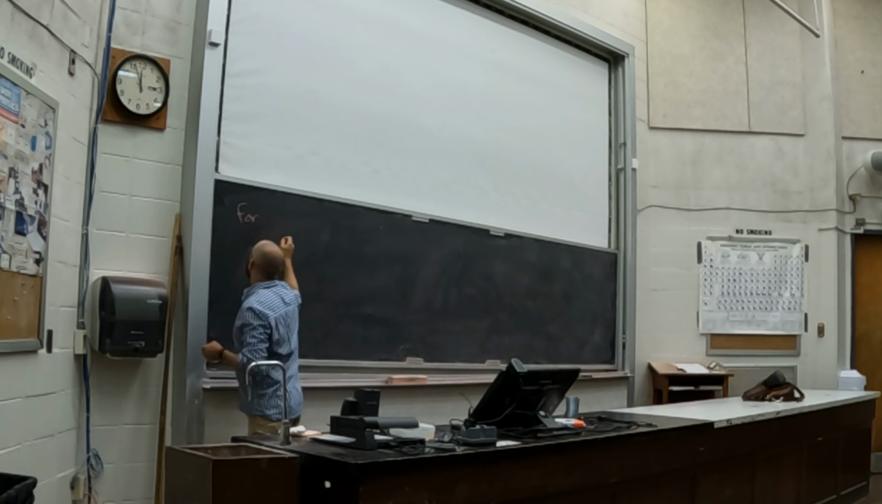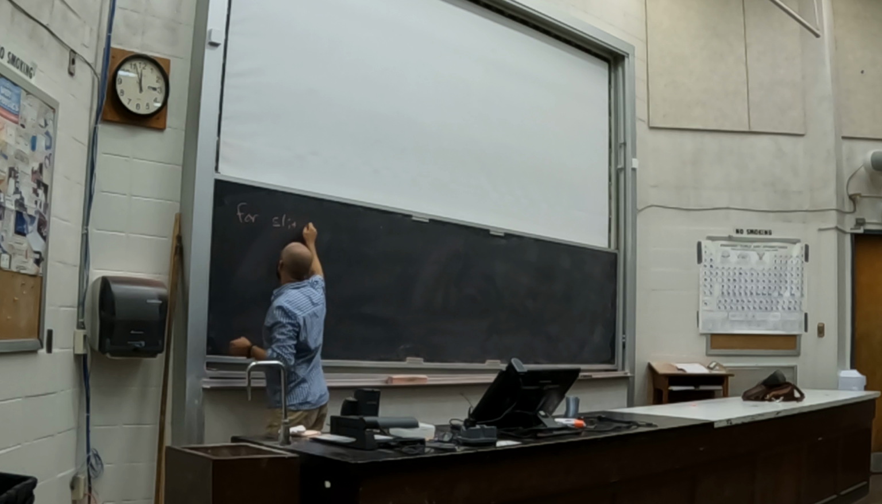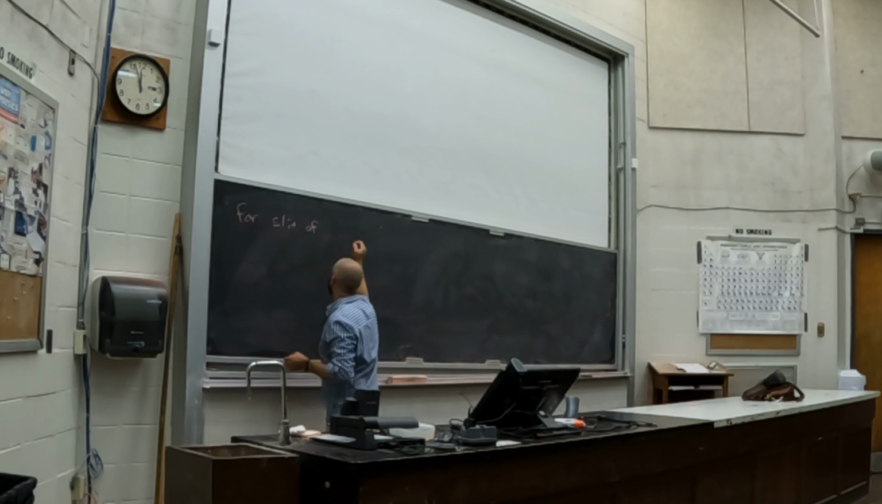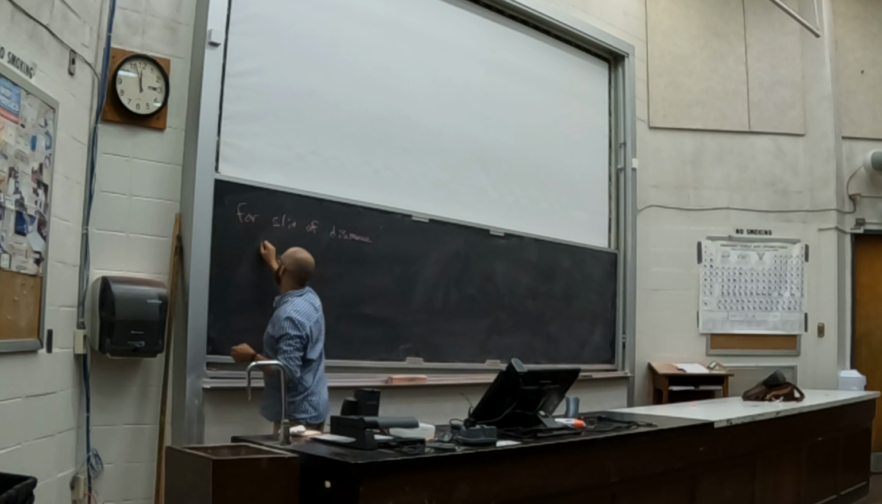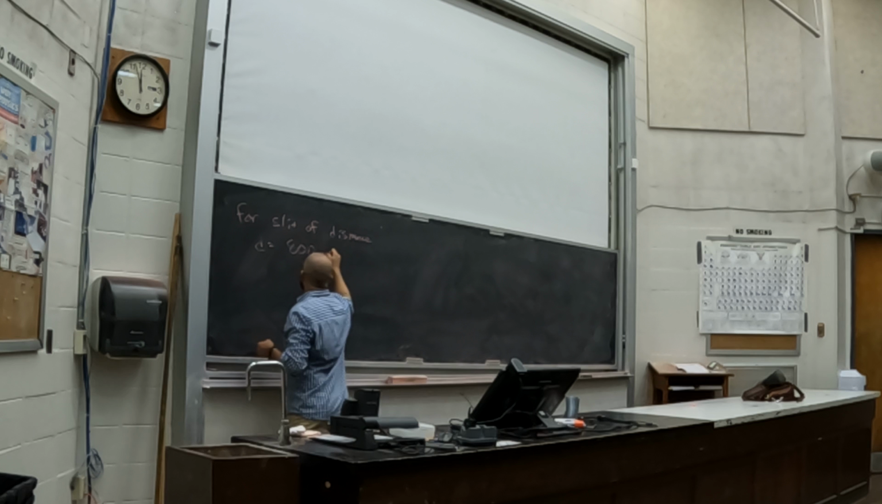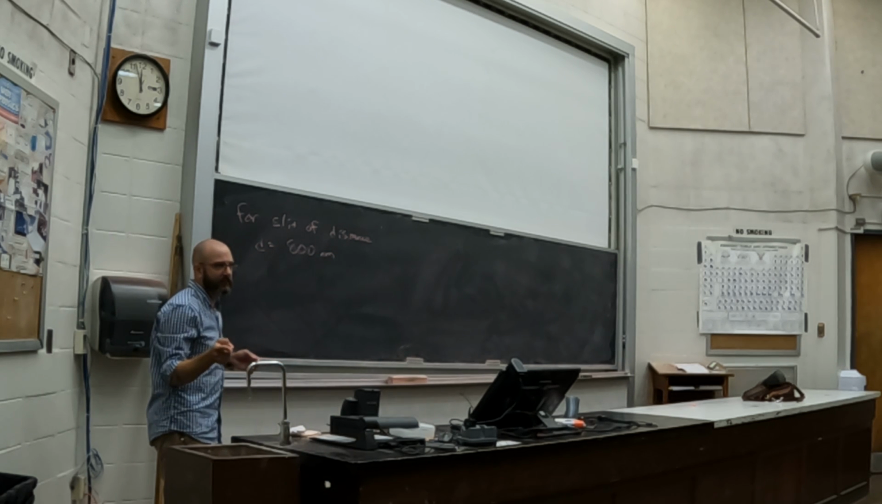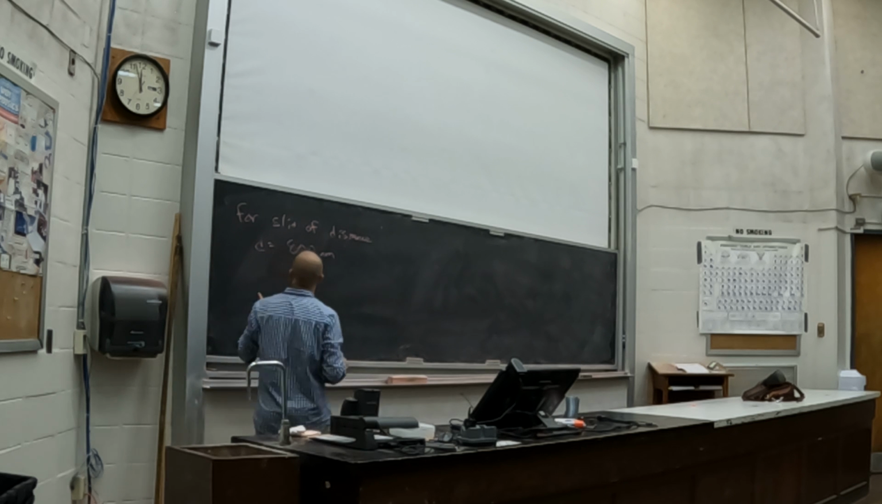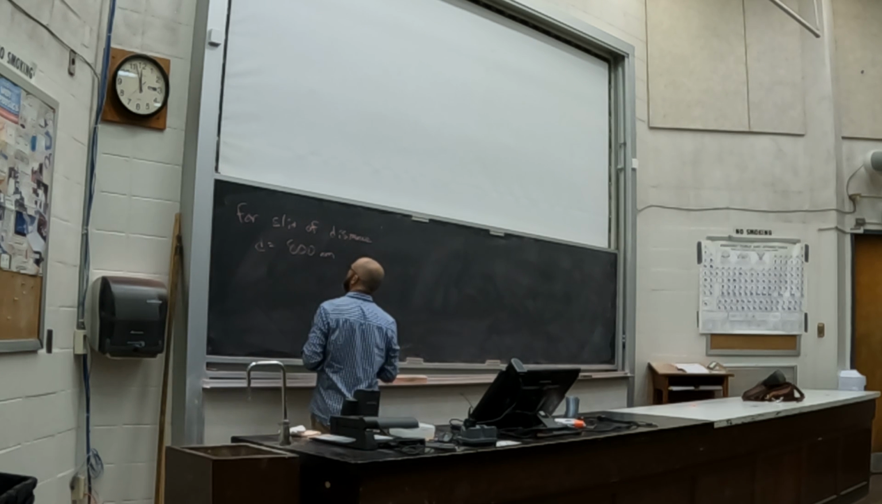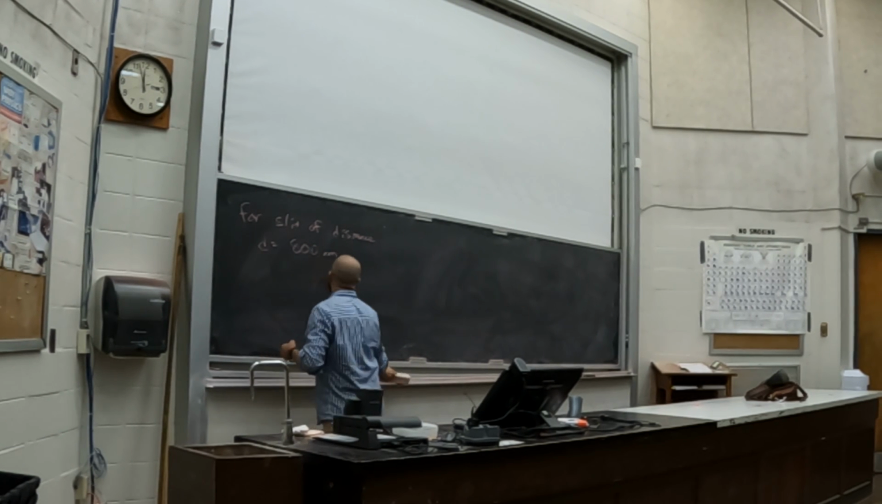Or a slit distance d is equal to 800 nanometers. What does nano mean? 10 to the negative 9. Yes. Slit distance, 800 nanometers.